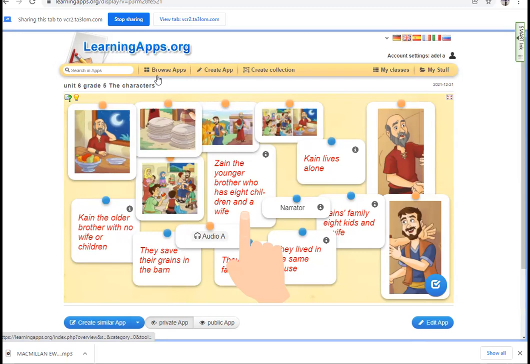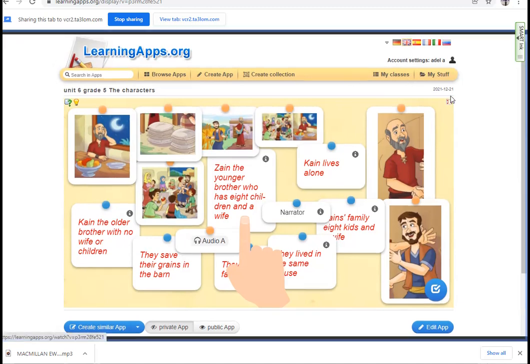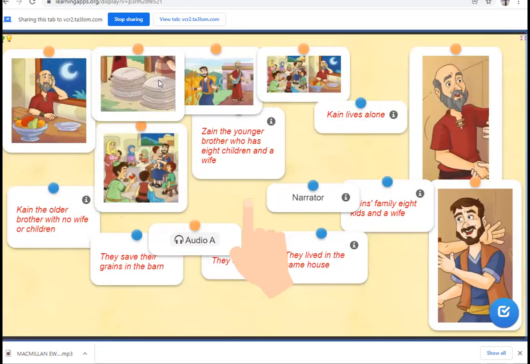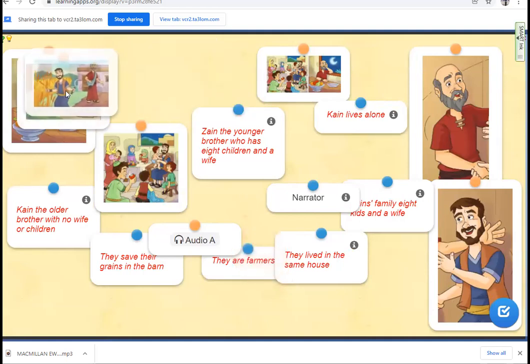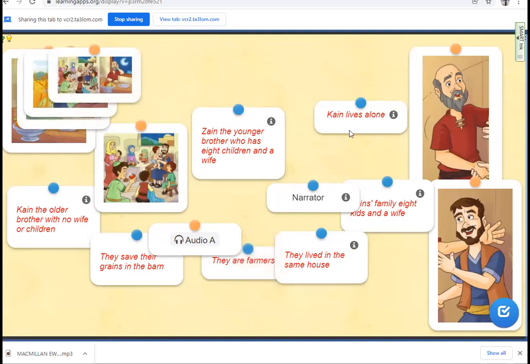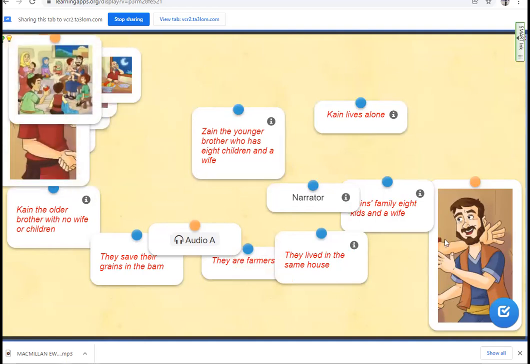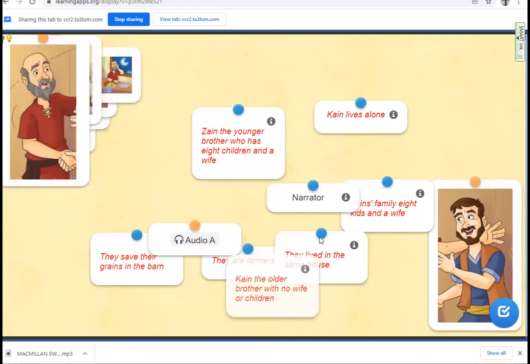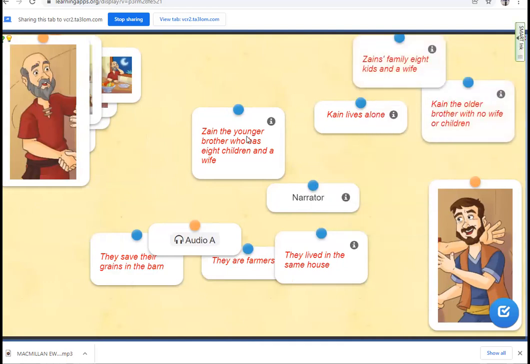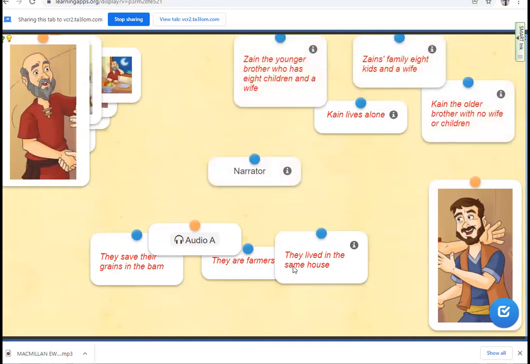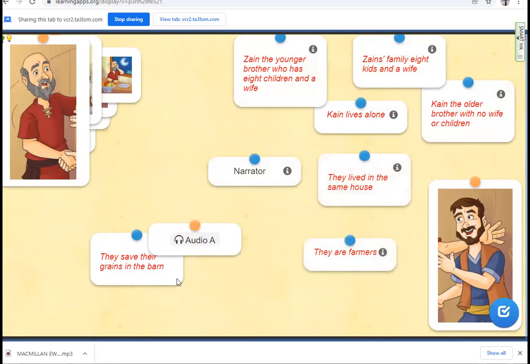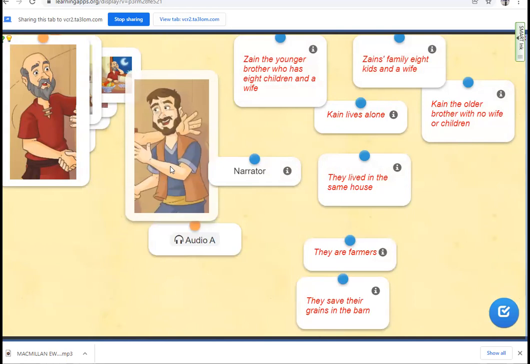We will know now about the characters. We'll put the pictures together here. Cain, the older brother with no wife or children. Zayn, the younger brother who has 8 children and a wife. We'll know more about this.